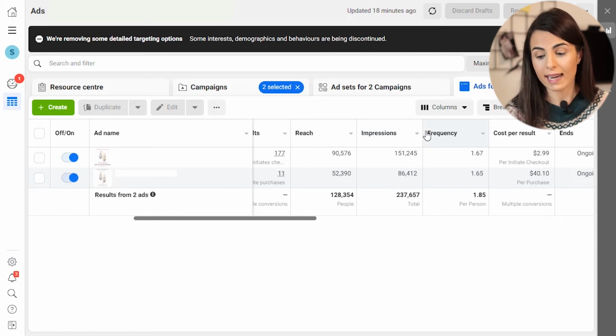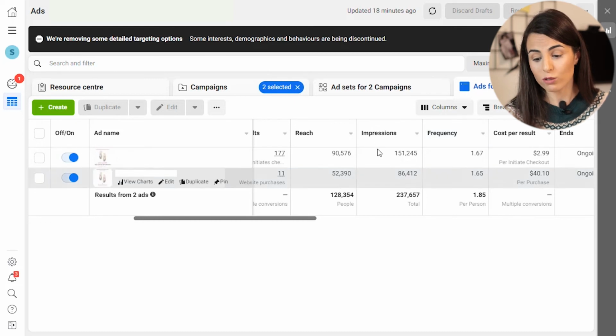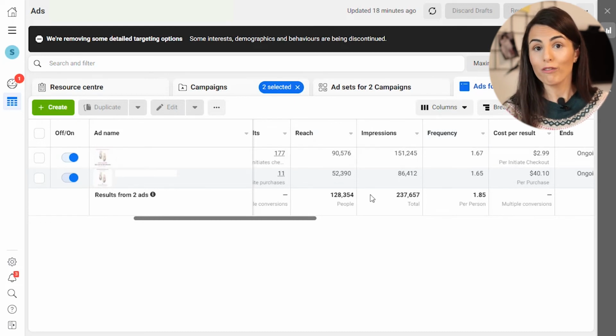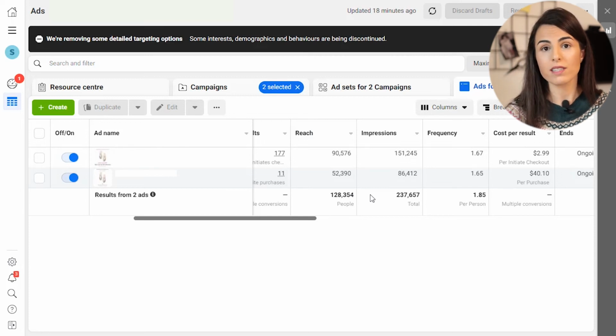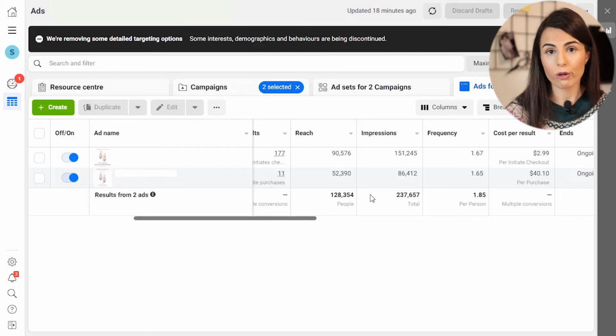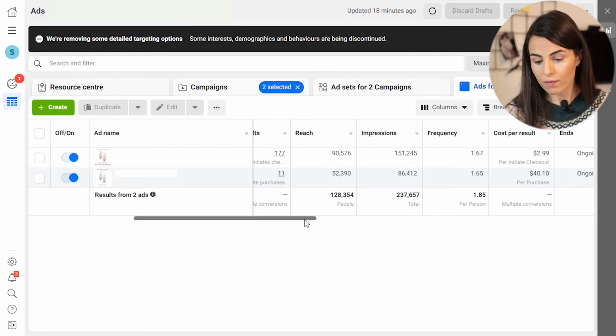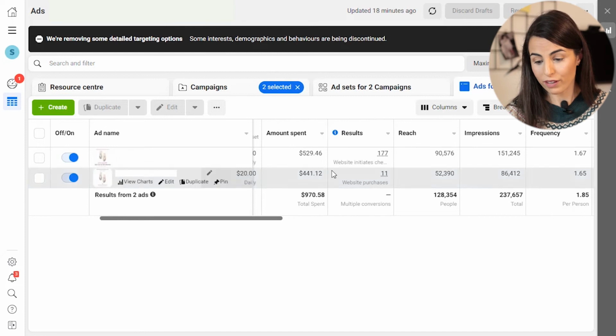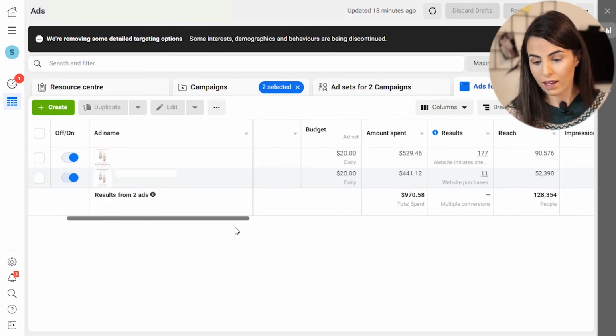Okay, after the frequency, you have the impressions, and it's how many times your ads were shown, or how many times this exact ad was shown. After that, you have reach, and it's the number of people who saw the ad. So the frequency is the number of impressions divided by the reach to know how many times the same person saw your ad. After that, you have the number of results, and after that, you have the amount spent. And in here, you have the daily budget.